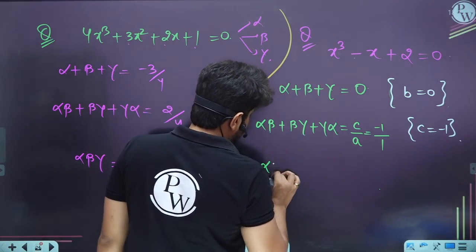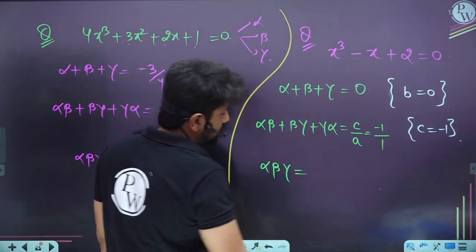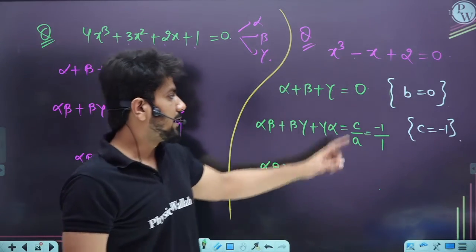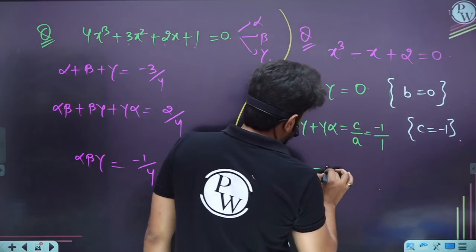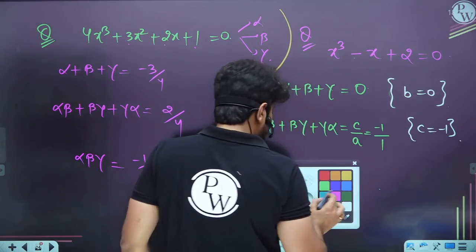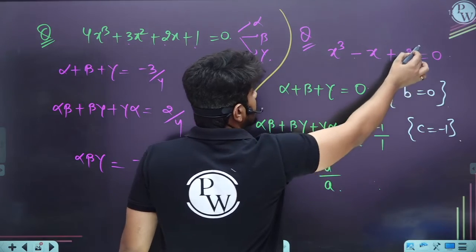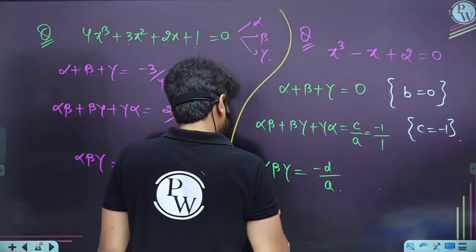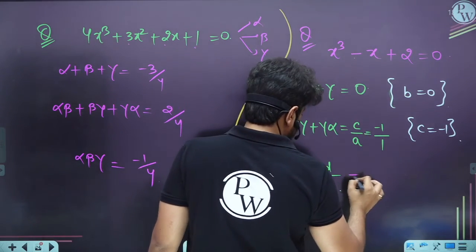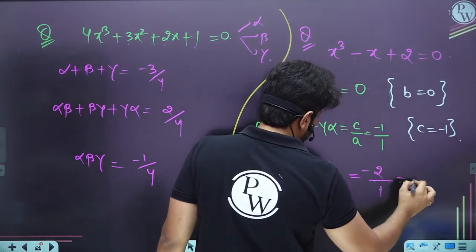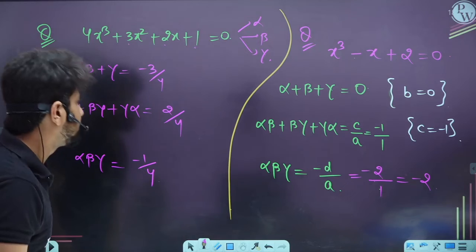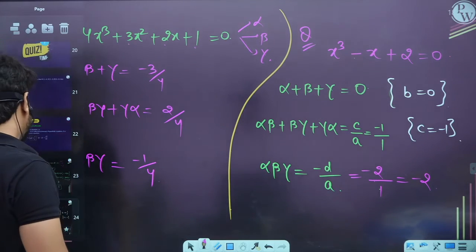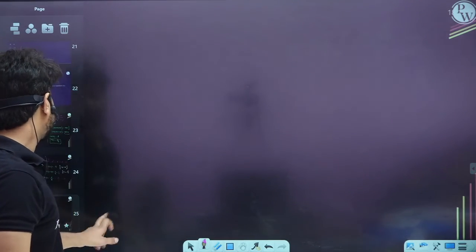Now the last thing, alpha beta gamma, the product of roots. That is minus d by a, right? What's the value of d in it? The value of d is plus 2. So we have minus of 2 upon 1, which is minus 2 only. So this is known as theory of equations. This works in degree 4 or degree 5 or degree 6.